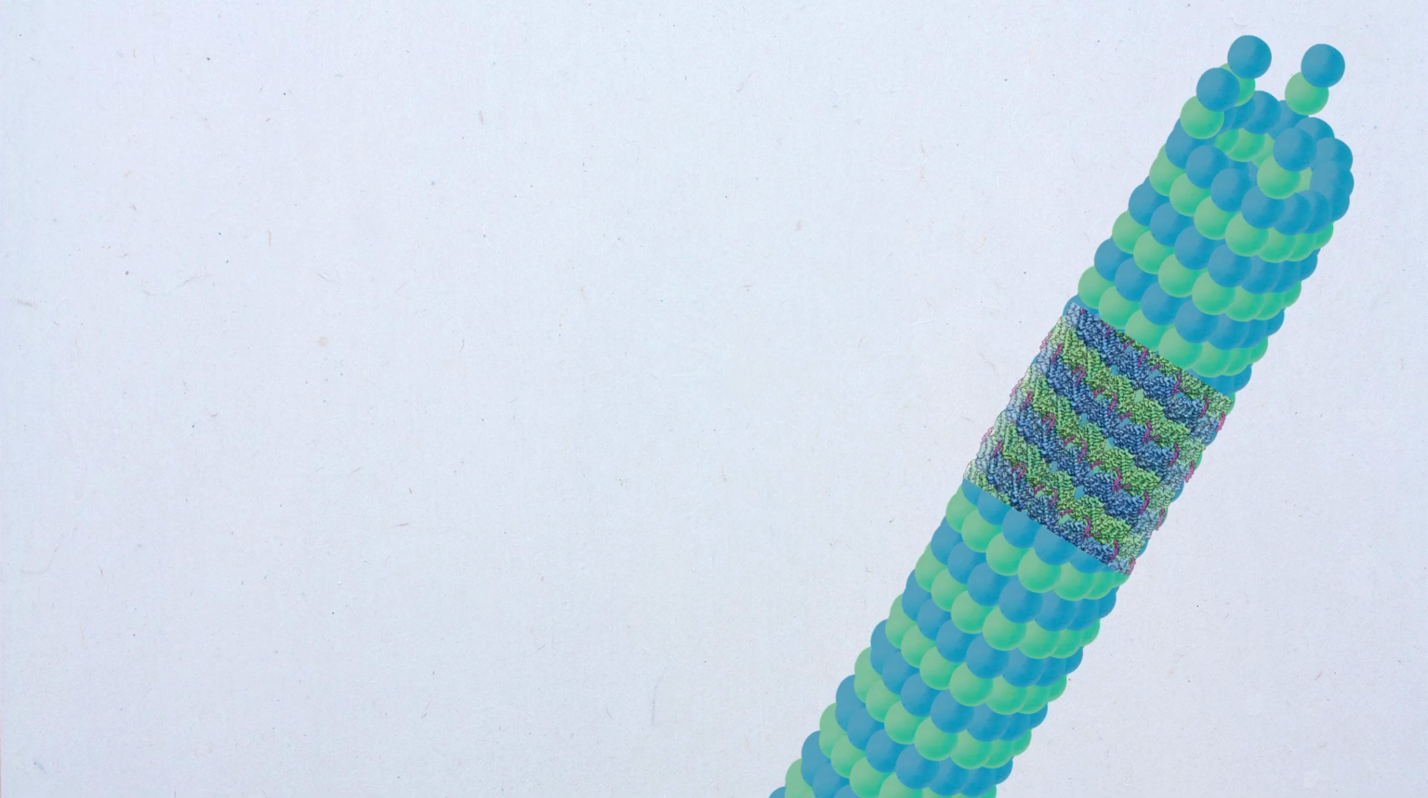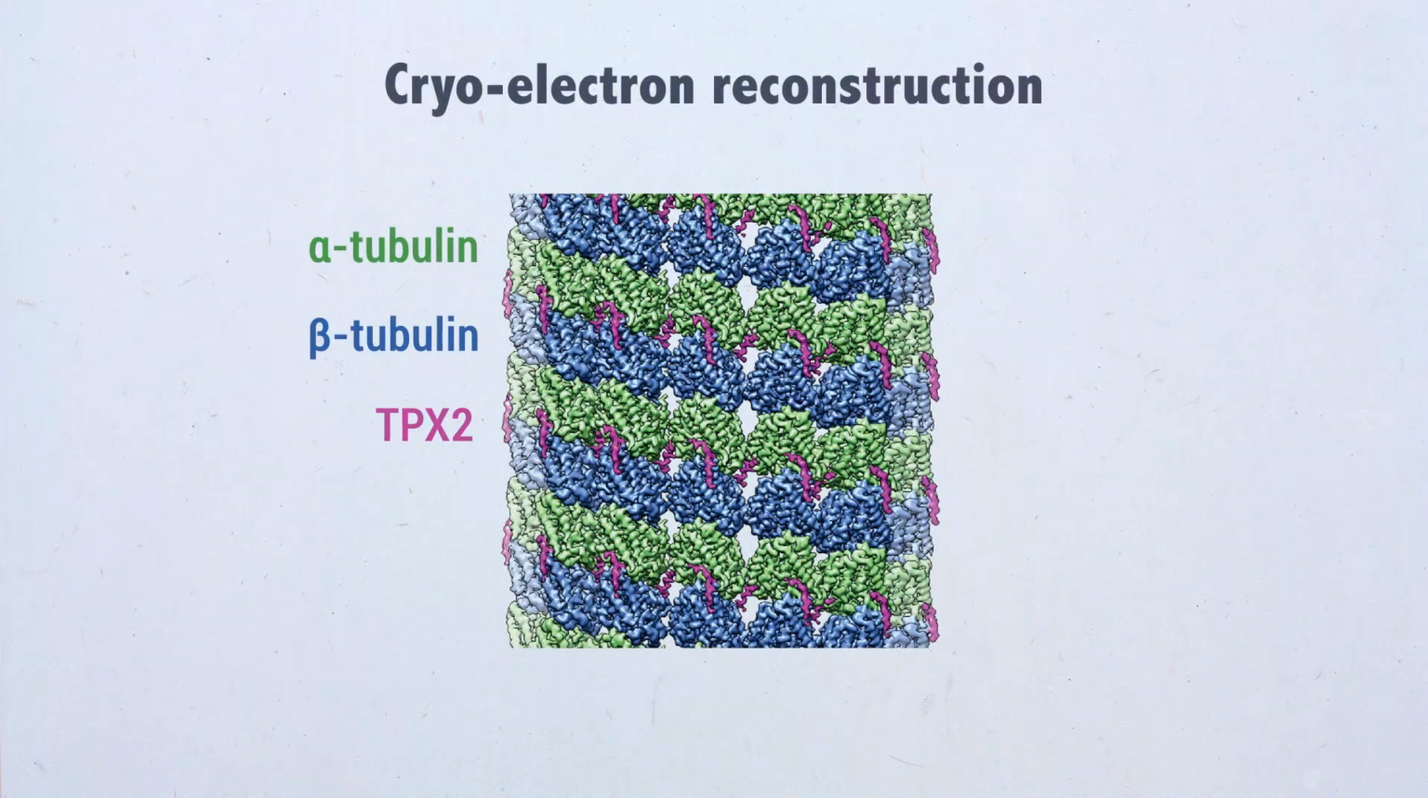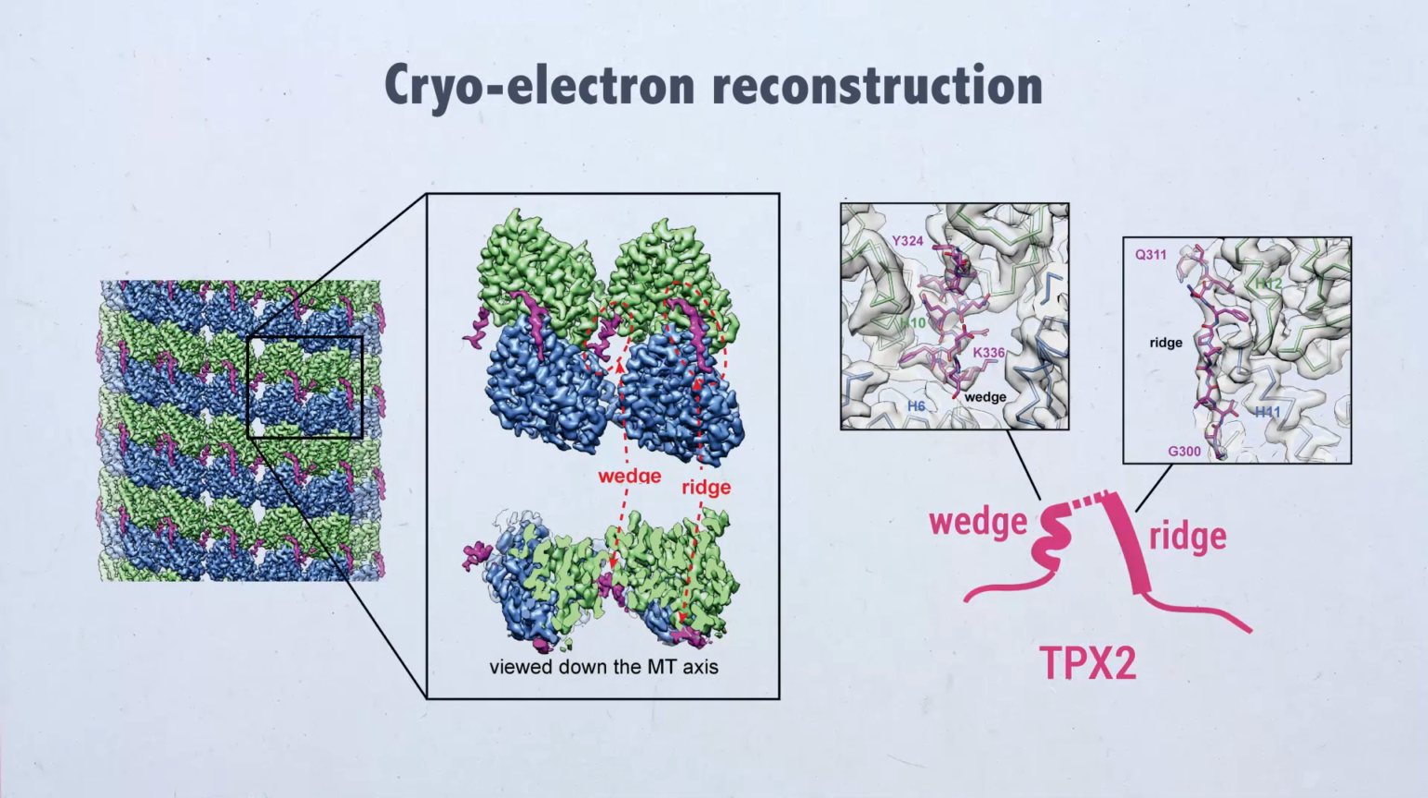In this work, we determined the cryo-electron microscopy structure of a central region of TPX2 bound to the microtubule surface. We observed a novel microtubule binding mode with two flexibly linked elements of TPX2 binding the outer microtubule surface across both longitudinal and lateral tubulin dimer interfaces.